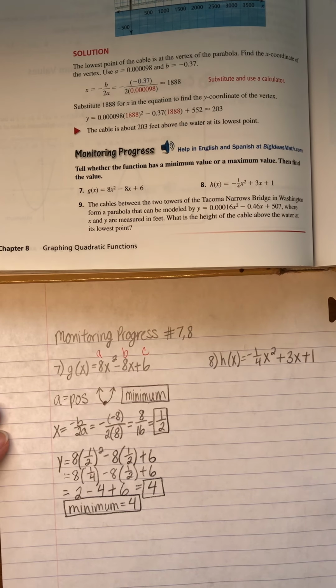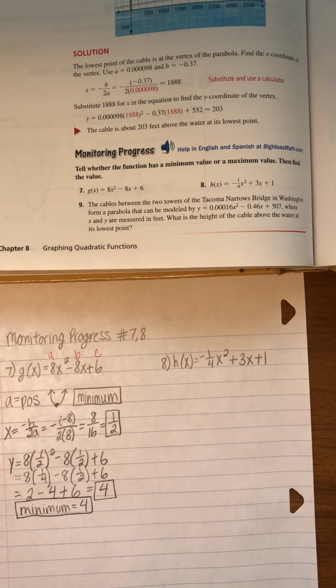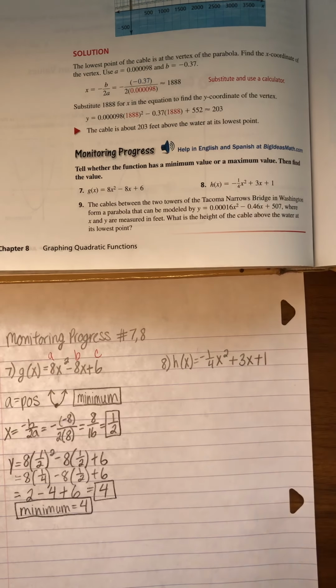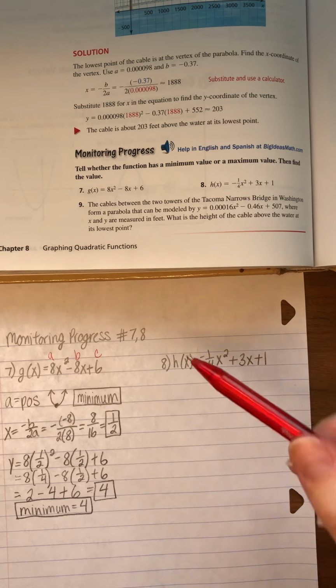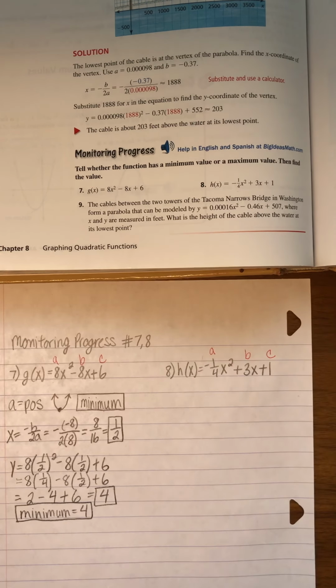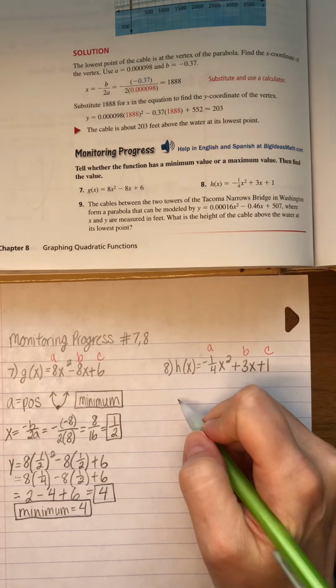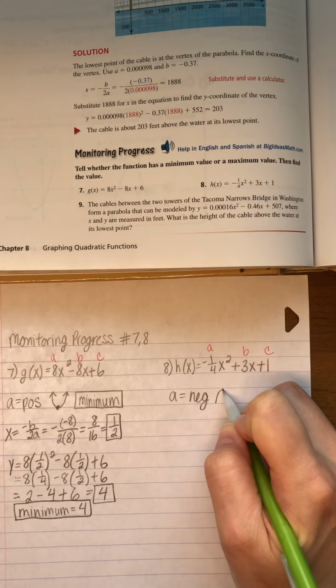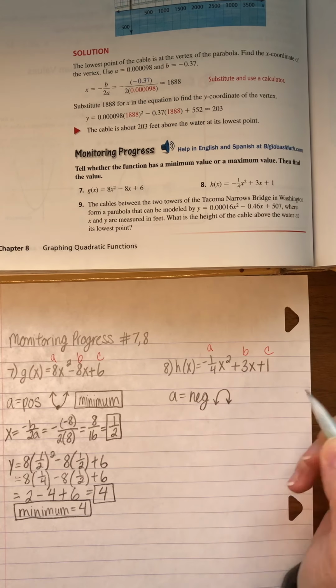Let's do another one just like this. We're going to look at number 8. I already have the equation here from number 8 written down. We're going to start off the same way. So in this equation, let's identify our A is negative 1/4, our B is 3, and our C is 1. In this equation, our A is negative. When our A is negative, it's going to cause our parabola to point down, something like this.